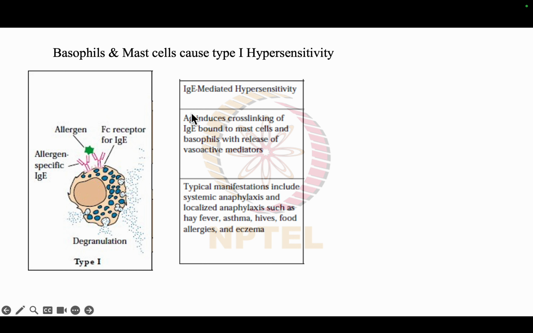It induces cross-linking of IgE bound to mast cells and basophils, and also releases vasoactive mediators. So these are vasoactive mediators. Typical manifestations include systemic anaphylaxis and localized anaphylaxis such as hay fever, asthma, hives, food allergies, and eczema.